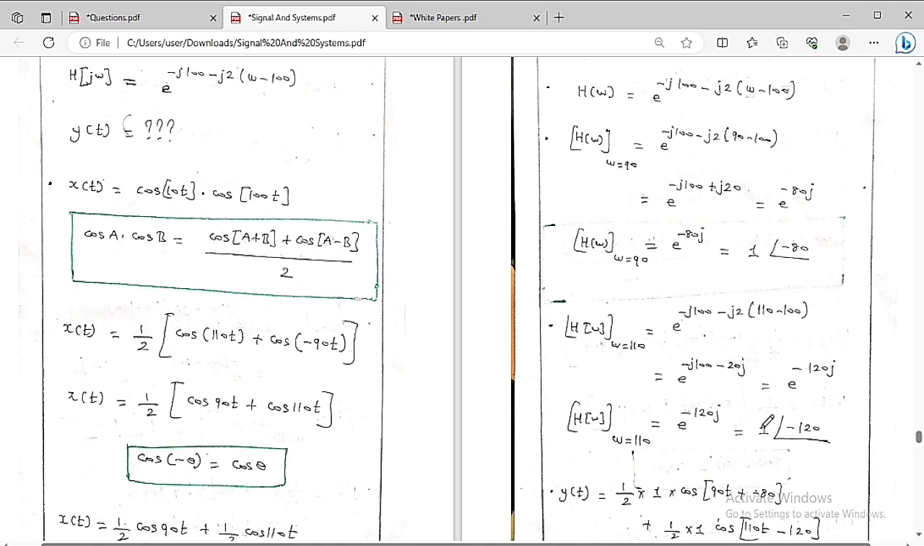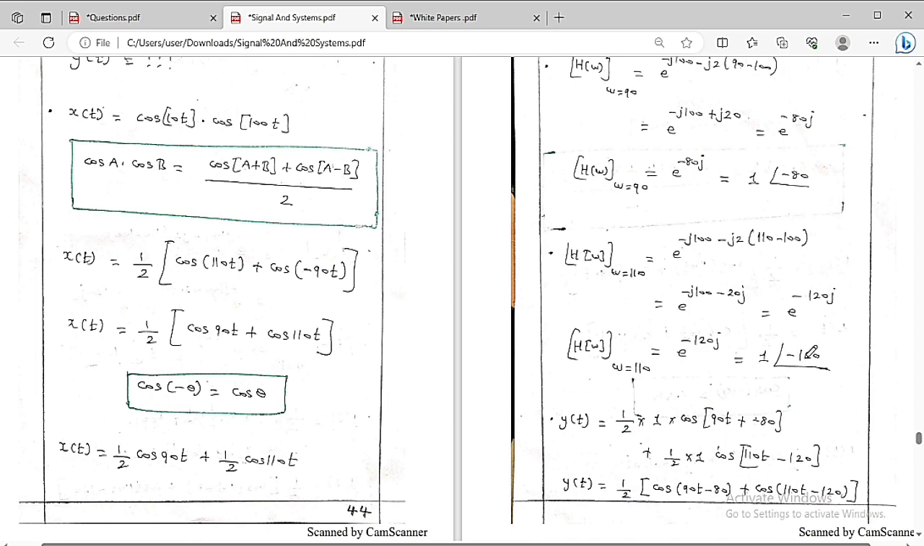So what is the magnitude value? The magnitude value is nothing but 1 and the phase angle is nothing but minus 120. Because we already told you, for r times e to the power of j theta, the magnitude is r and the phase angle is theta. So therefore the magnitude is 1 and the phase angle is minus 120 degrees. This is basically in degrees.